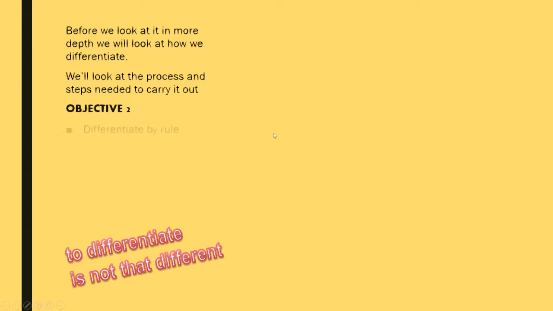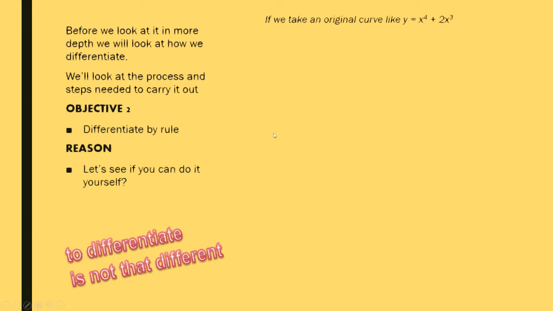And at a certain point, I'm going to see if you can do it yourself, or work out the process that you need to do it yourself. So if you take an original curve like y equals x to the 4 plus 2x cubed, initially it's not important to think what these look like, but as you go further into this subject, and in the next lesson, I'm going to show you that maybe it is a good idea to know roughly what the curve looks like, or what kind of parameters it's going to have.